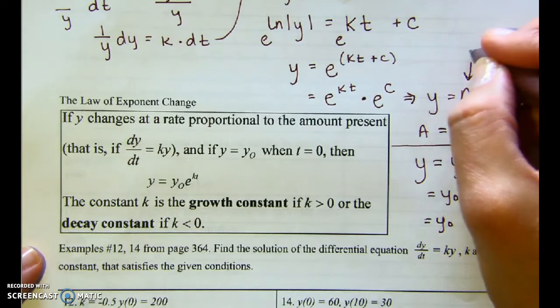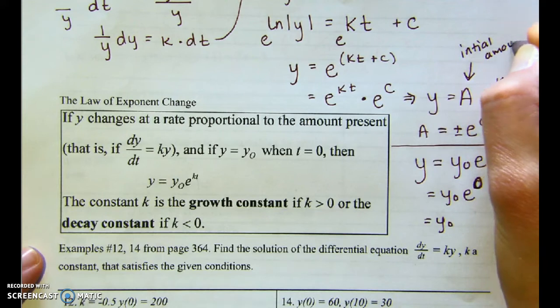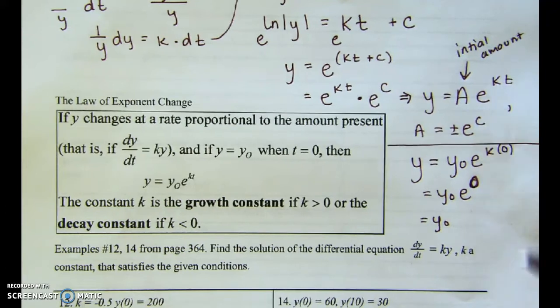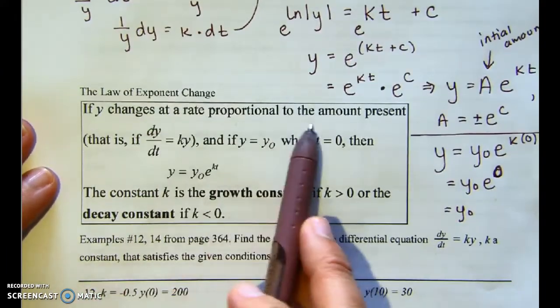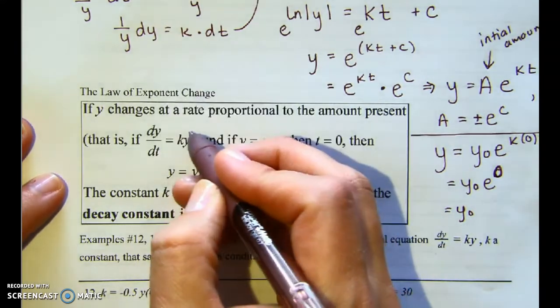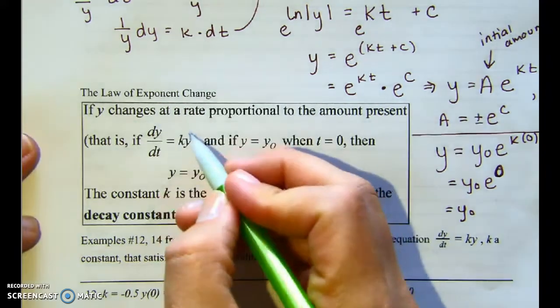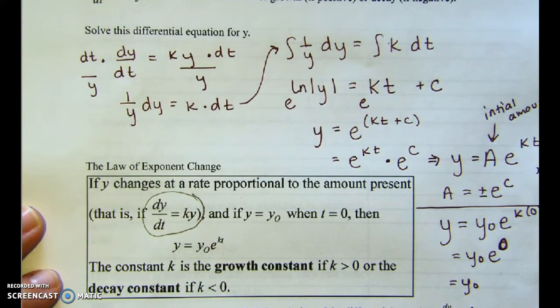The number in front is always your starting amount, your initial amount. So how much money was in the account? How much bacteria was in the petri dish? How many people? A lot of these are population questions. How many people were in the population at the beginning? Okay. What does this all mean? If y changes at a rate proportional to the amount present, so if you know this, the goal, my friends, if you know this, is to not do all of this work every single time.